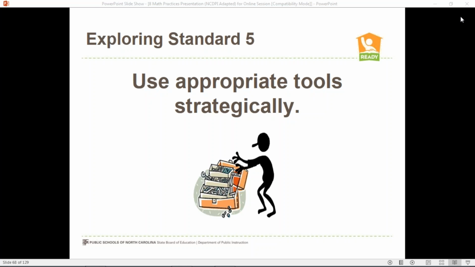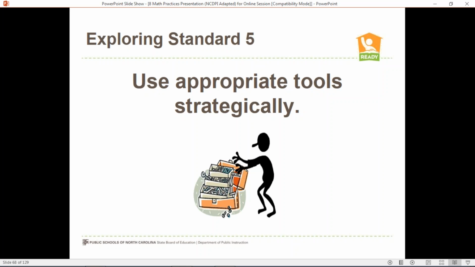Welcome back, everybody. With this session, we get to pick up with Standard 5, or as we think about our mathematical practices, we begin on with Standard 5, looking at how kids and how we use tools strategically, both as we teach math, but especially in terms of our students, how they're using tools.